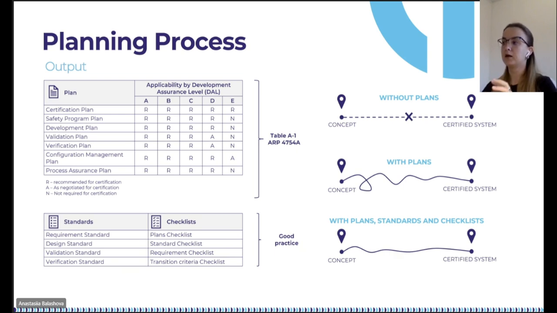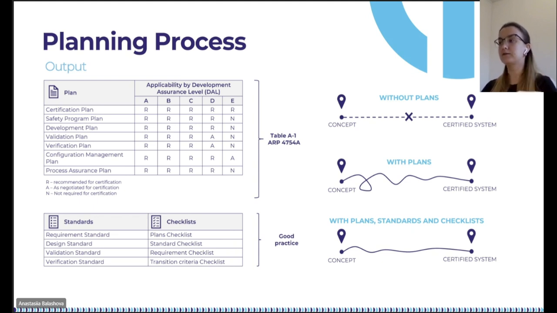I want to ask you to be patient, and I promise that we will return to the concept of DAL a little later. For now, let's focus on the fact that the list of plans is determined by the DAL metric, which has levels from A to E, where A is the most rigorous level. So we have 7 plans. These are certification, safety program plan, development plan, validation plan, verification plan, configuration management, and process assurance plan. And even for level E, it's necessary to issue at least 1 plan, which is the certification plan. Thus, it's impossible to certify a system without any plan.